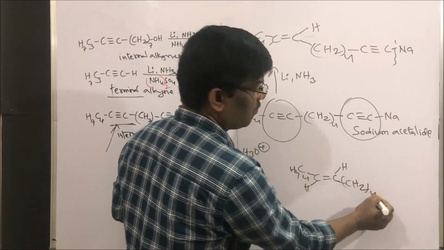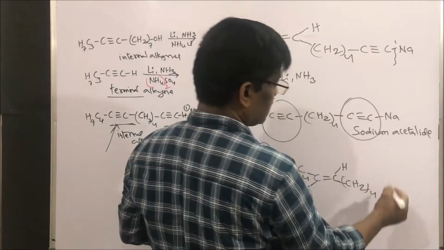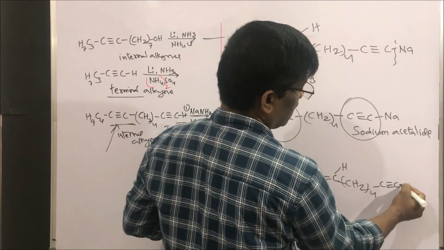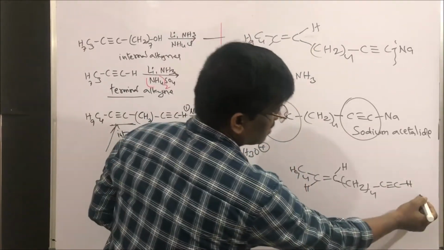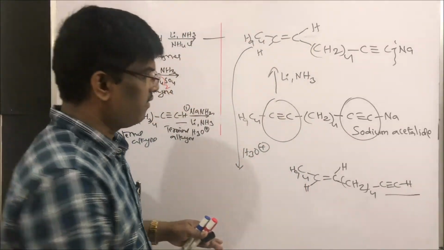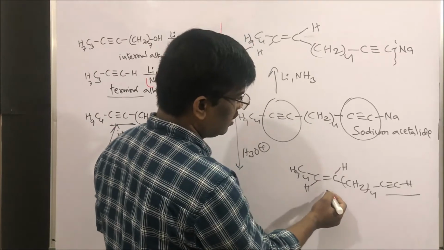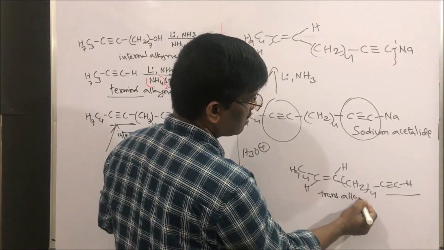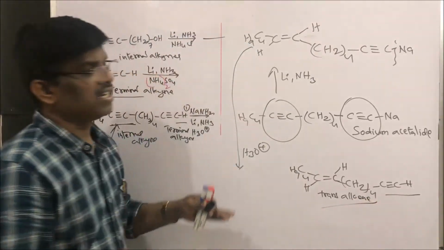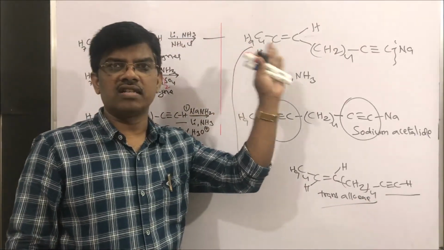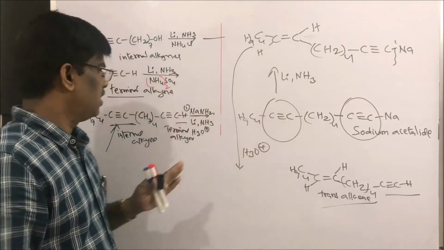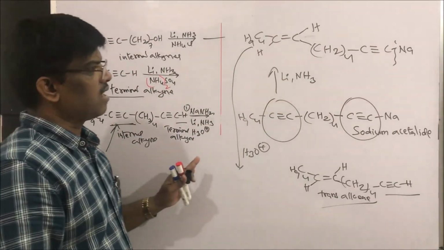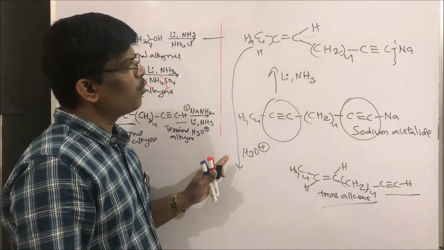CH2 taken 4 times, then this CH. Yes, so this terminal alkyne is intact, whereas the internal alkyne is reduced to trans alkene. So Birch reduction of alkynes gives trans alkenes. It is the thumb rule. Yes, students. So these are the examples.